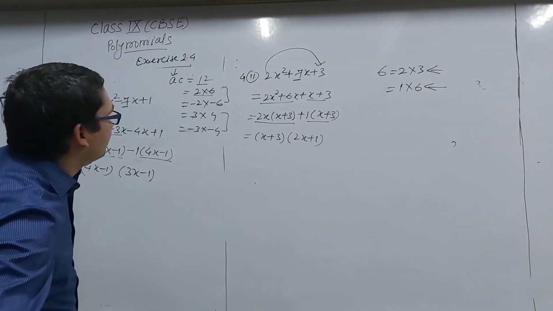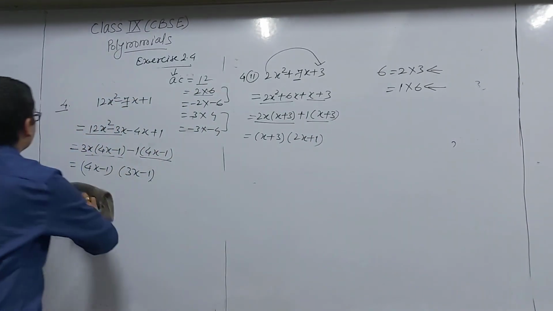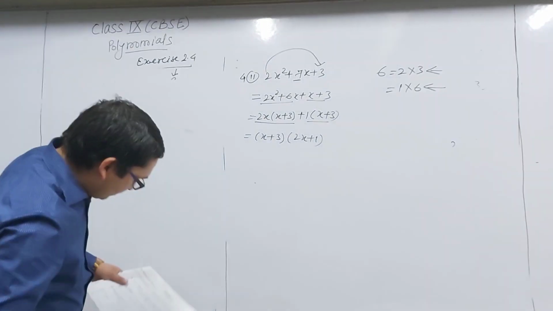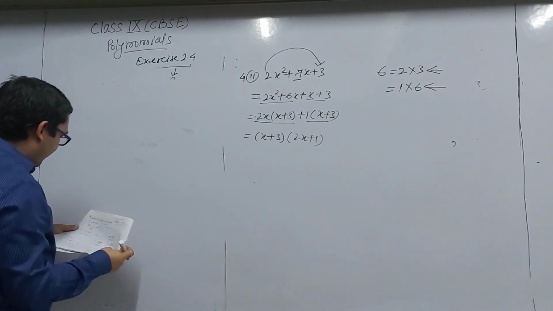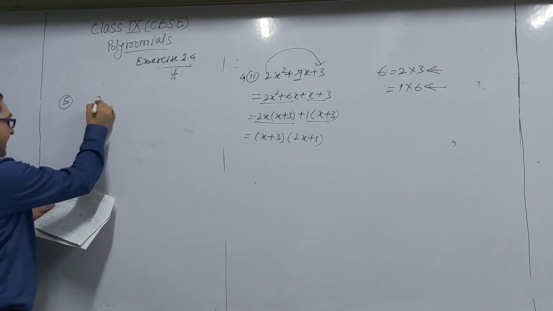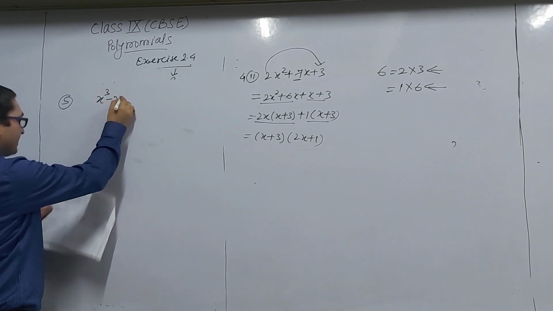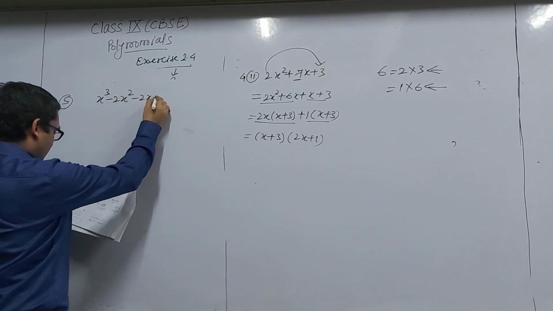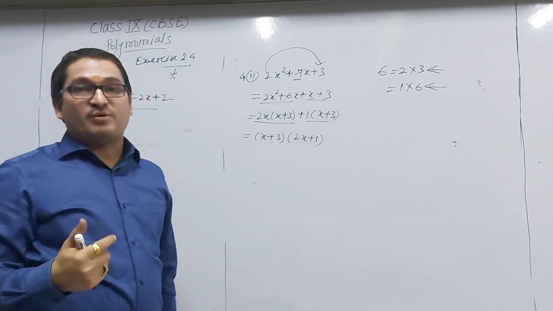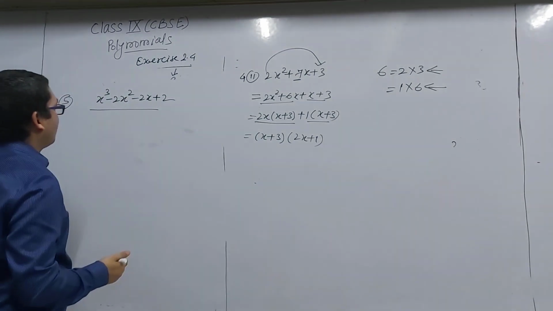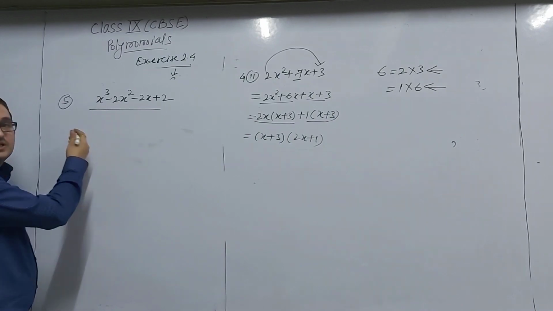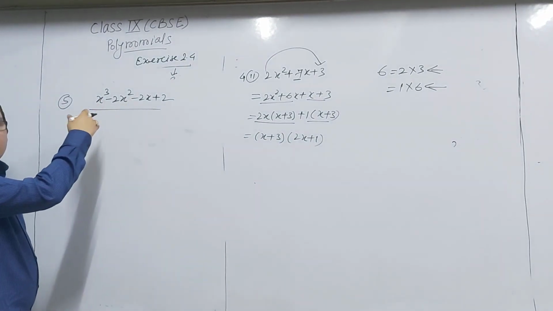Now one more question. We are going to use the remainder theorem to factorize a cubic polynomial. That's very important. Question number 5. Factorize x cube minus 2x square minus 2x plus 2. Factorize by applying the factor theorem. You know, factor theorem means what? We have to factorize it by applying the factor theorem.